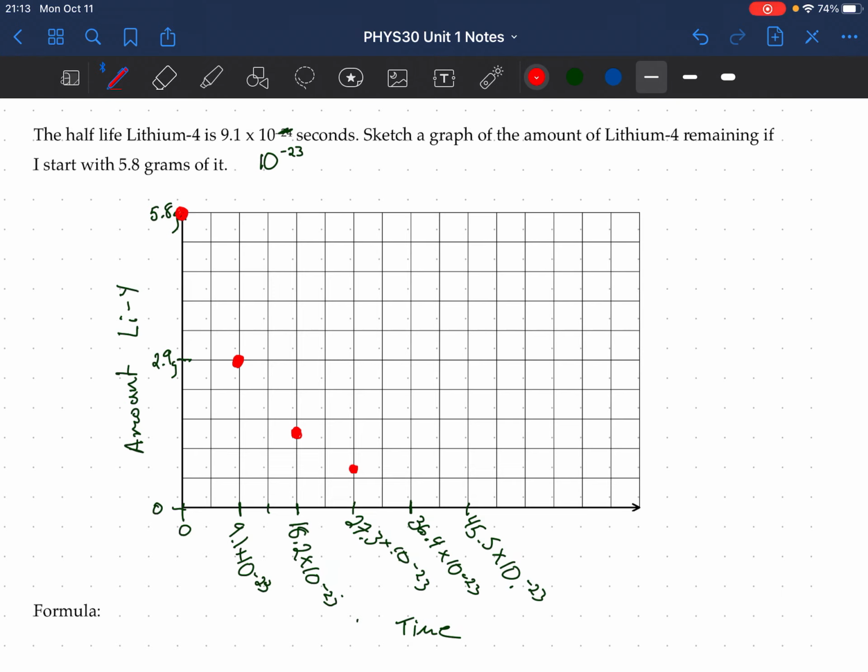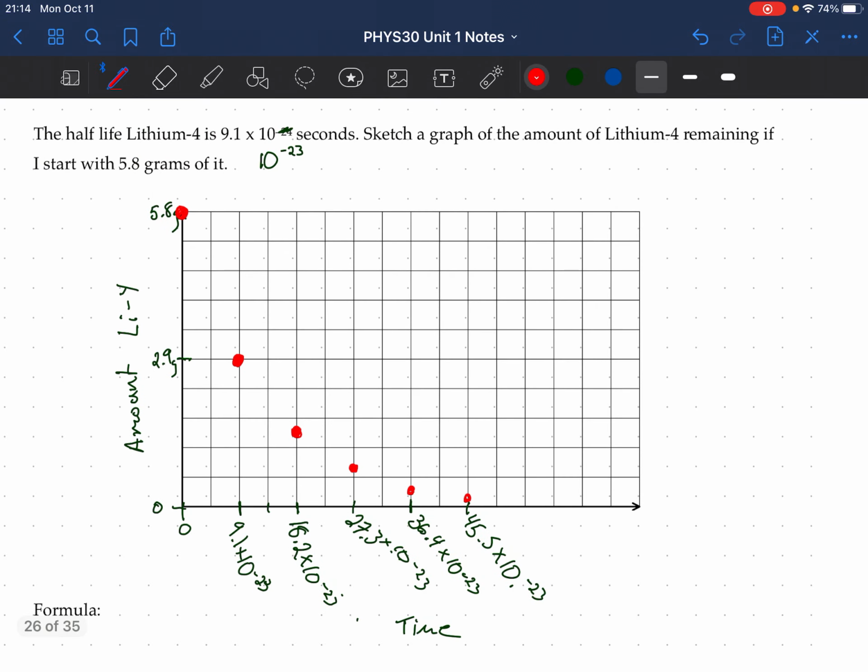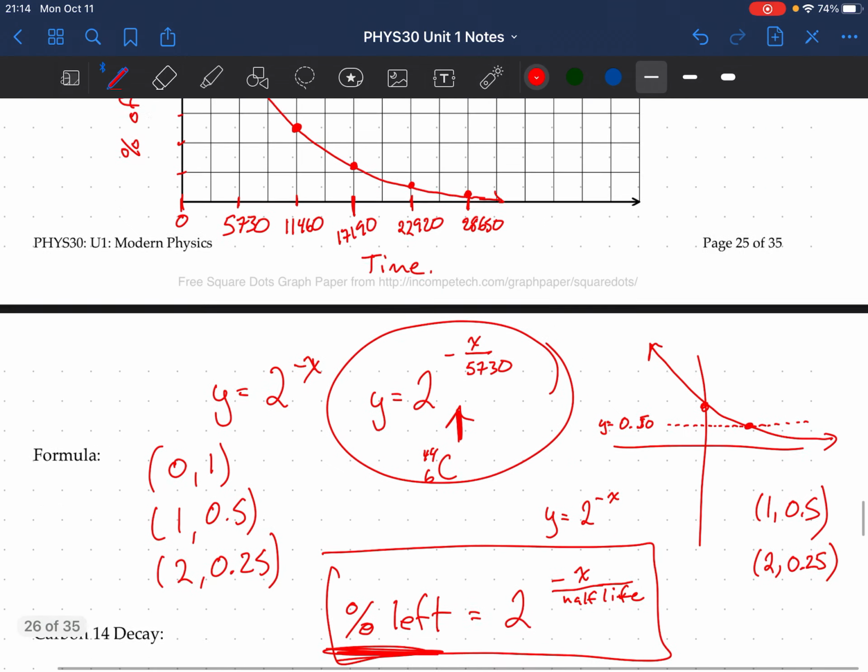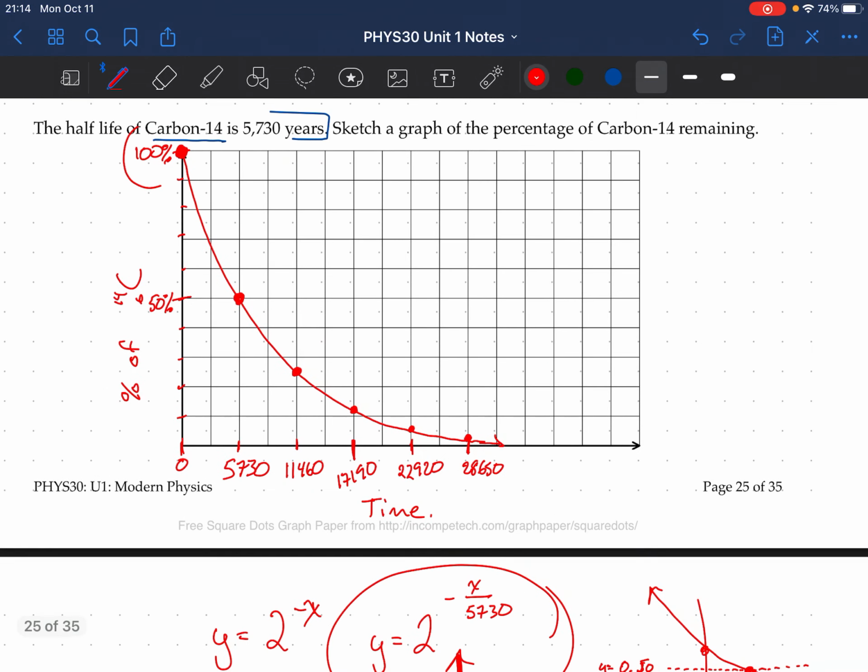And we can just do this visually now. Half of that is there, then half of that is here. And then eventually it gets smaller and smaller until there's almost nothing left. We can connect these up with a nice exponential curve here. I missed my last point. And it will eventually go to 0. And that's our graph.